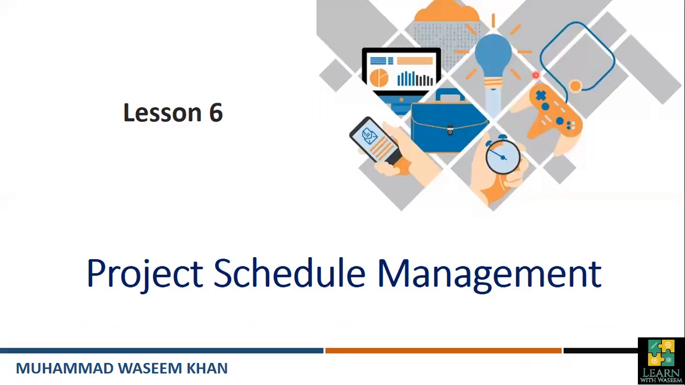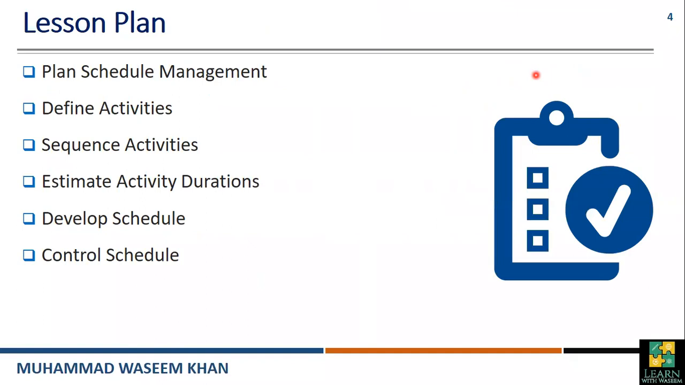As you know, in the previous lecture of lesson number 6, project schedule management, we discussed the two basic processes, that is plan schedule management and define activities. Today we are going to discuss a single process, and that is how to sequence those activities. We will discuss just one process today because it will take a lot of time, and I want you to understand it easily and in detail.